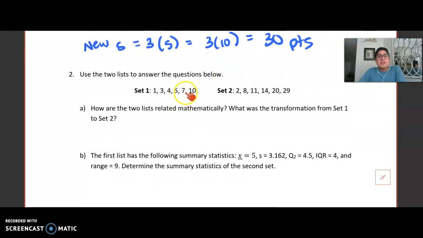So 1 times 3 is 3, minus 1 is 2. 3 times 3 is 9. 9 minus 1 is 8. 4 times 3 is 12. 12 minus 1 is 11.